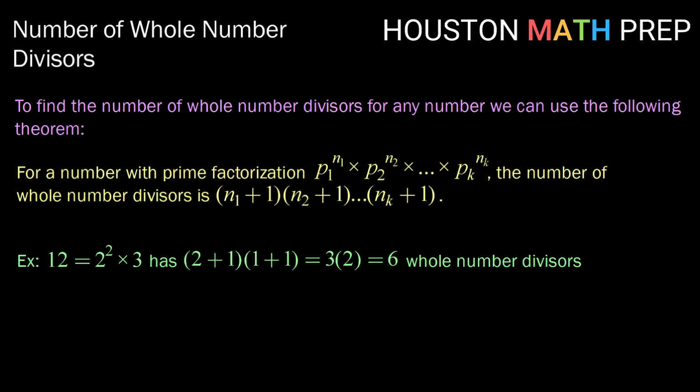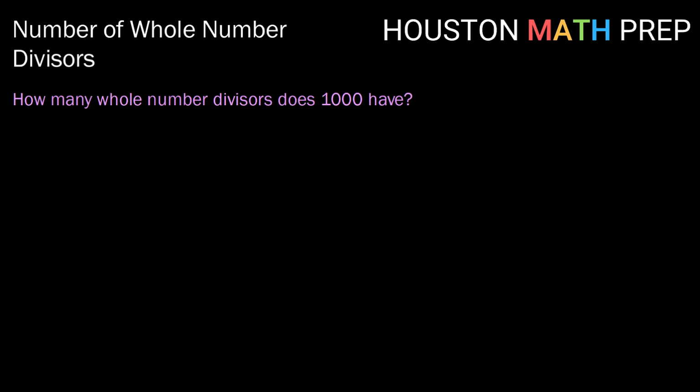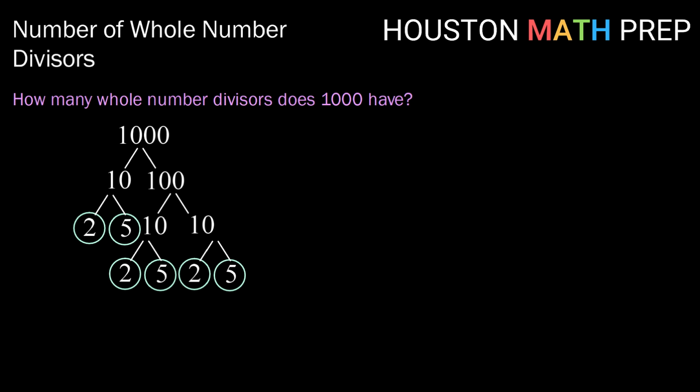All right, so let's take some larger numbers and see if we can find the number of whole number divisors. Let's take the number 1,000. How many whole number divisors does it have? Well, in order to use that theorem, we're going to need the prime factorization of 1,000. So let's start there. We can rewrite 1,000 as 10 times 100. We can further break those down as 2 times 5 and 10 times 10. And then, of course, each of those 10s can also be broken down as 2 times 5.